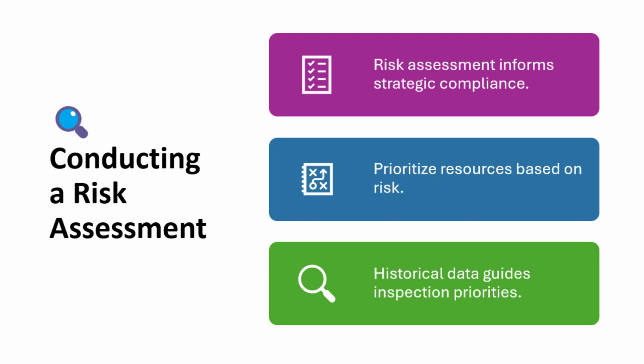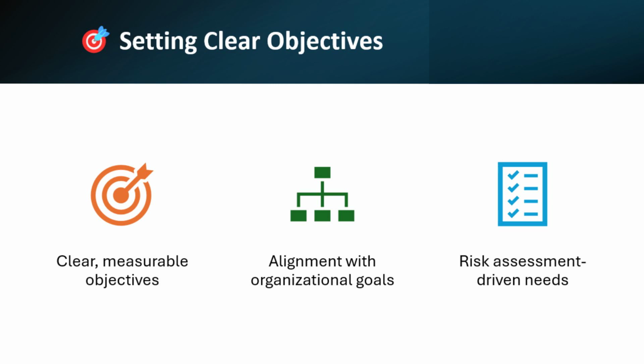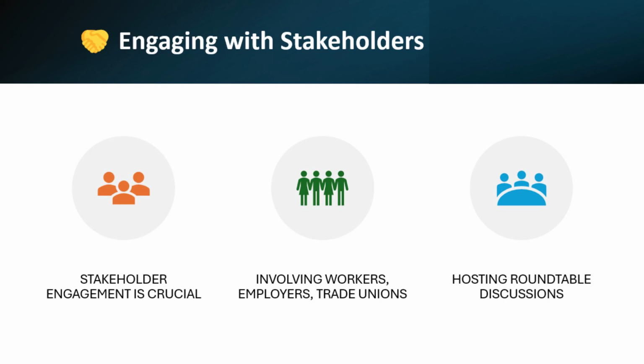Setting clear objectives. Your strategic compliance plan should have clear, measurable objectives. These objectives should align with broader organizational goals and the specific needs identified in your risk assessment. Example: an objective might be to reduce the number of workplace injuries in the construction sector by 20% within the next fiscal year.